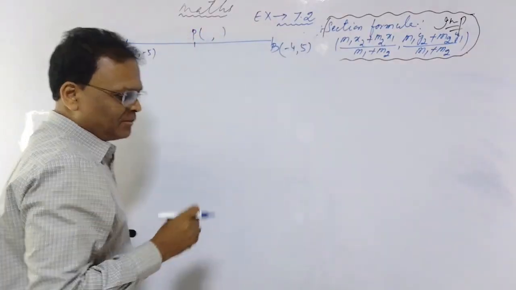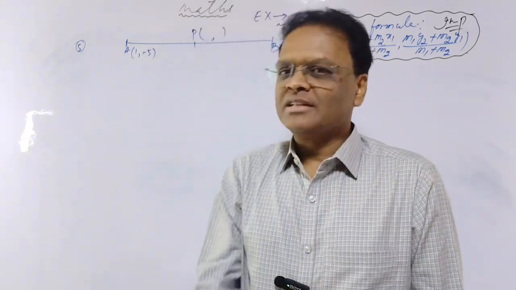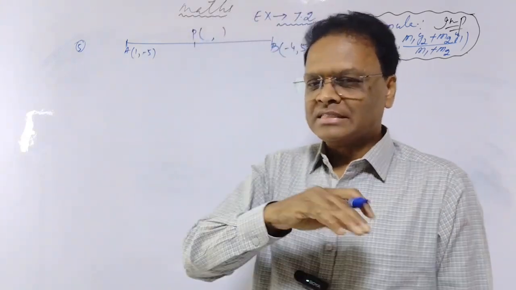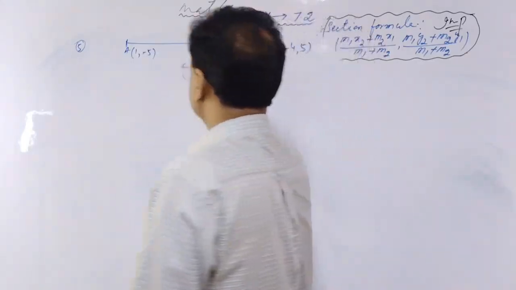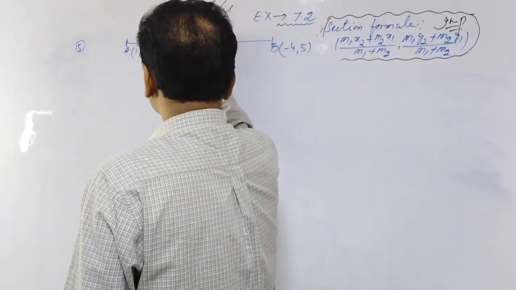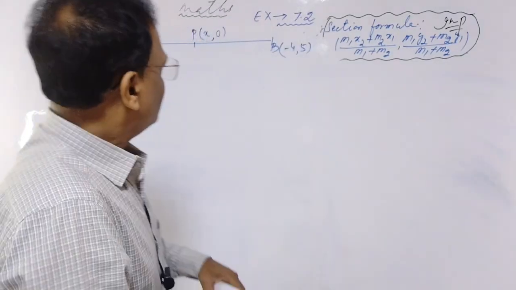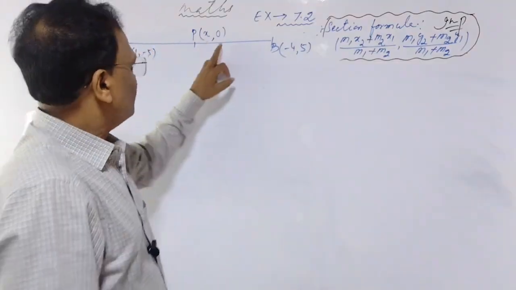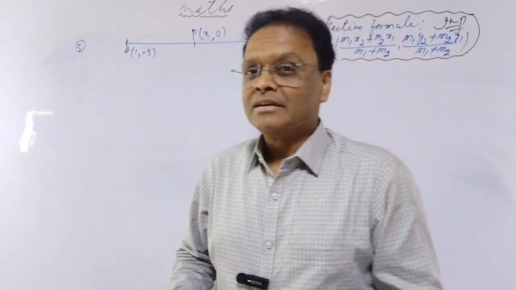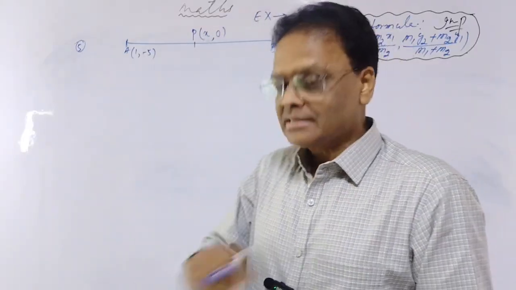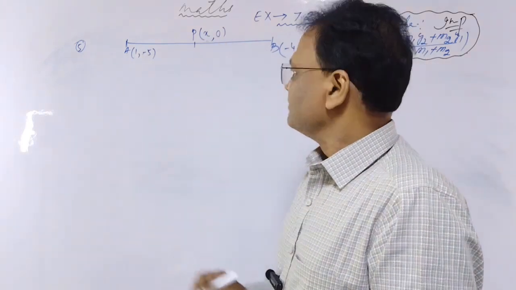But if the point is on the x-axis, what do we know? We know that its y coordinate is 0. If the point is on the x-axis, its y coordinate will definitely be 0. So let me take y coordinate 0 and x coordinate x as it is. Understood why I took this y coordinate 0? This point is very important. I am taking the y coordinate 0 because it is given in the question: the point is on the x-axis, so definitely its y coordinate will be 0.